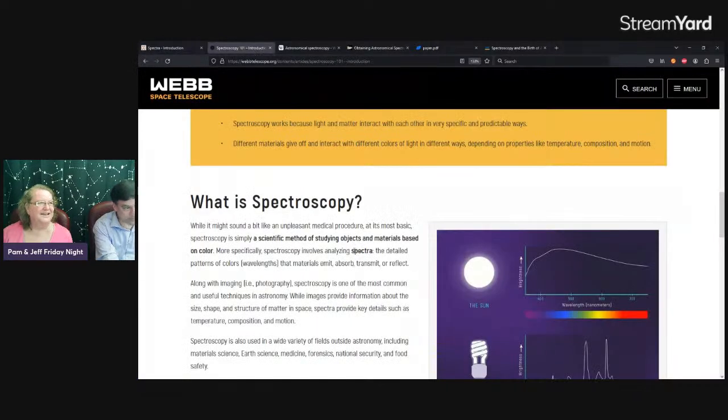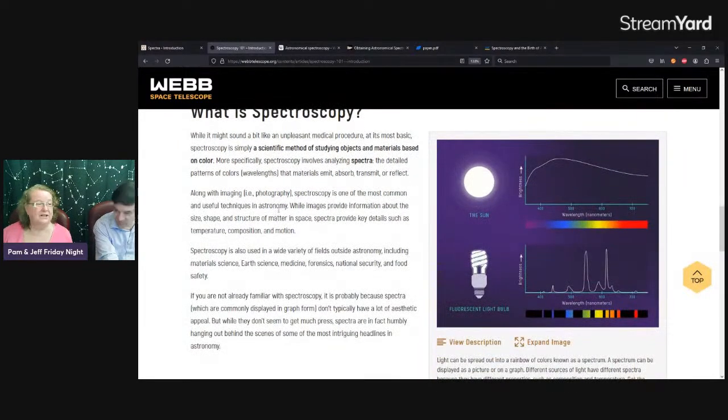But this is the Webb Space Telescope.org. Nice. And what is spectroscopy? As in James Webb, right? Yeah, James as in the Webb.